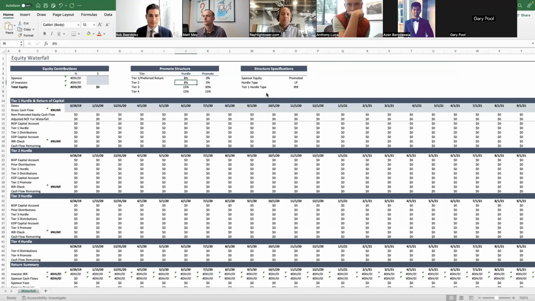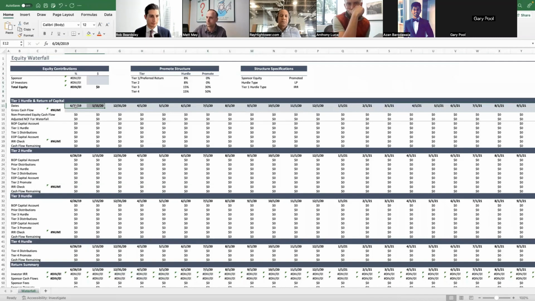So this actually is our typical waterfall. Except let me fix that. So our typical waterfall is an 8 pref, right? So no promote because it's an 8 pref. And then between 8 to 15, there's a 30% promote. Then anything above 15 is a 50% promote. So that's pretty standard for a syndication in the industry. And then this would allow you to take the dates for the deal and then take the cash flows for the deal.